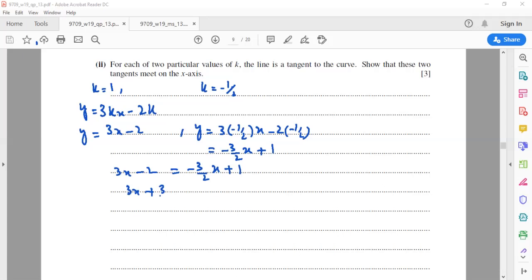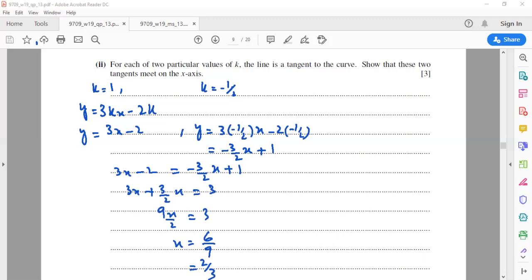3x plus 3 over 2x equals to 3. This becomes 9x by 2 is equals to 3. So x from here, 6 over 9, which is 2 over 3. Now, if you want to check, you can place over here or over here. The value of x is equals to 2 over 3.